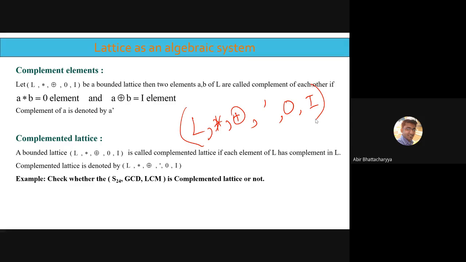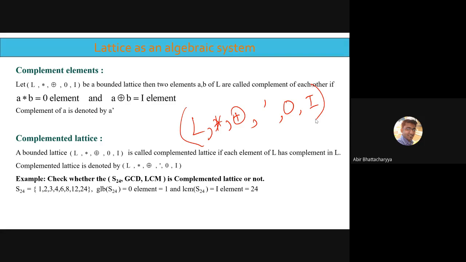The first example: check whether (S24, GCD, LCM) is a complemented lattice or not. First you need to know what S24 is. We all know what S24 is: 1, 2, 3, 4, 6, 8, 12, 24. There are 8 elements in S24.